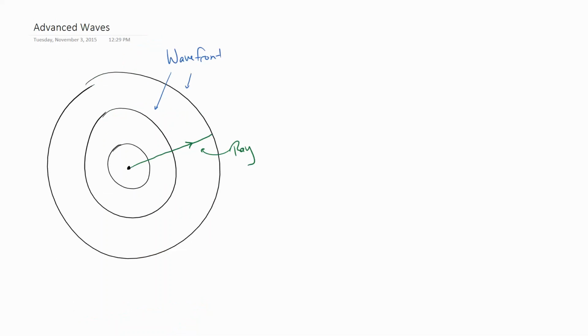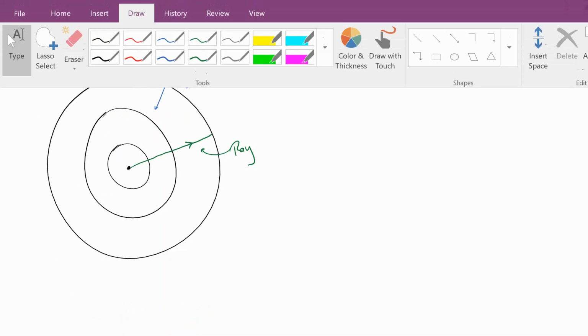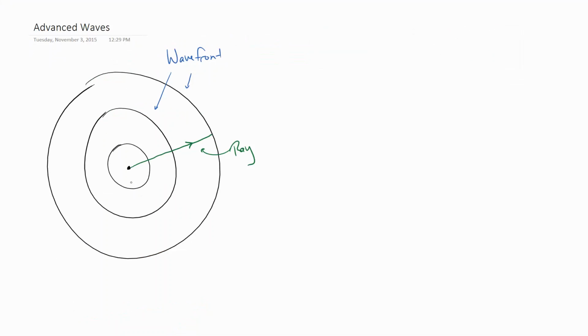Okay, let's get into waves a little bit more. Consider for a moment a source of waves, a point source like we see here. The idea is that if this is the source of our waves, the rays go outwards from this radially. Each of these concentric circles is a wavefront. That is some similar part of the wave.